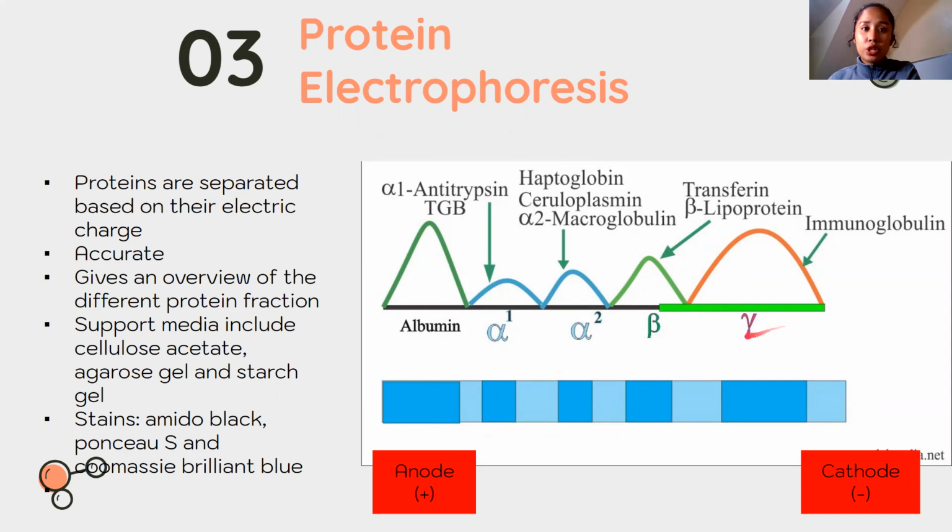So, your negatively charged particles are attracted to the positively charged pole. What else? So, the support media are cellulose acetate, agarose gel, and starch gel. Your stains are amido black, Ponceau S, and Coomassie brilliant blue.